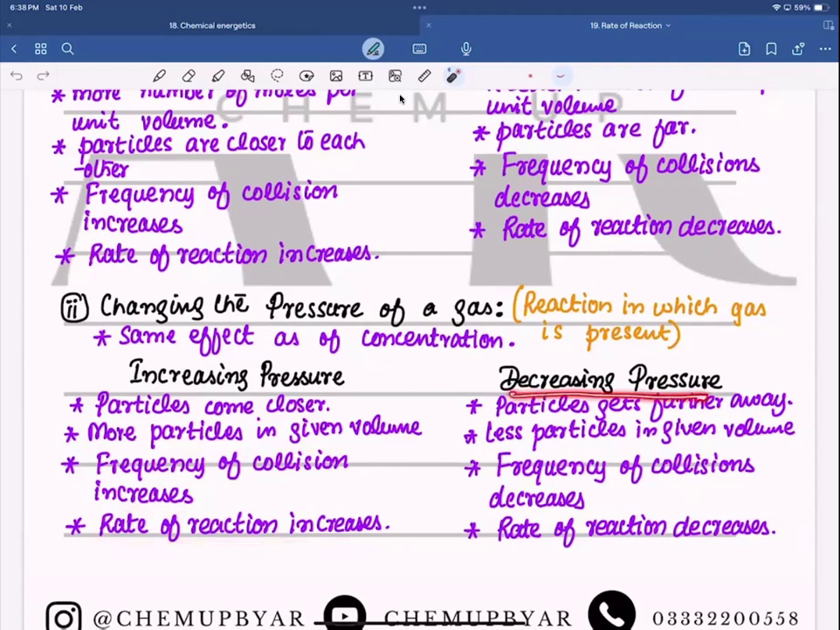Now, what happens when the pressure is decreased? When we decrease the pressure, actually we decrease it by expanding the gas. So if the gas is expanded, what happens to the particles? They get further away from each other. There is now more space between the particles, and as a result, in that specific given volume, there are fewer moles of gas now. So if there are fewer moles, they are far from each other, so they are going to collide less frequently due to the greater distance between them, and hence the rate of the reaction would decrease and the reaction slows down.